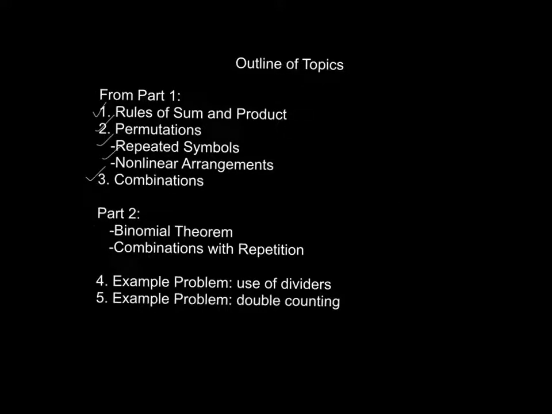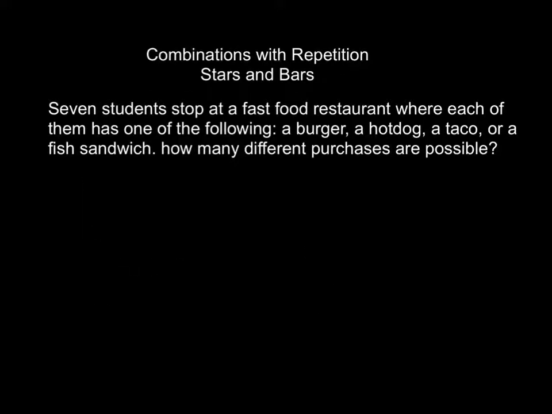So we just finished the binomial theorem. Our next topic will be combinations with repetition, also known as stars and bars, which is really interesting. The problem we're going to use to motivate the conversation is this: 7 students stop at a fast food restaurant where each of them has one of the following: a burger, a hot dog, a taco, or a fish sandwich. How many different purchases are possible?